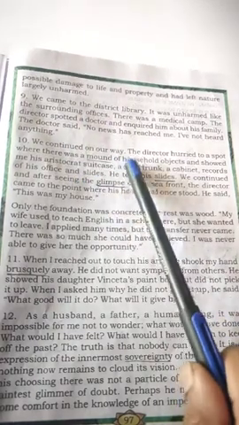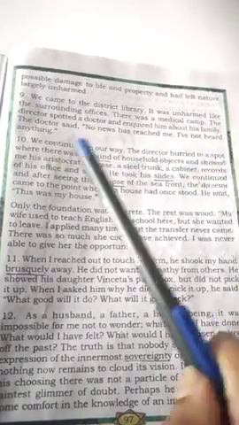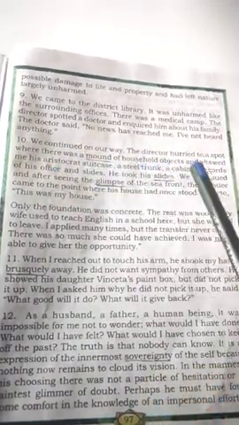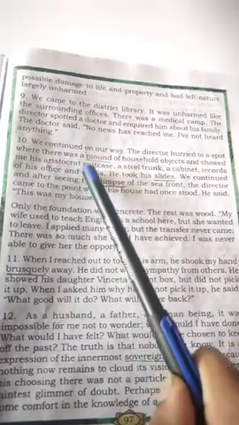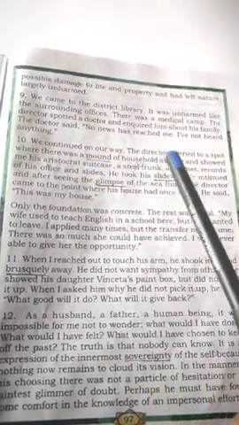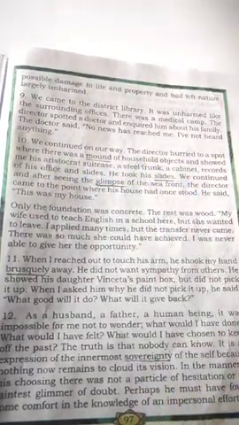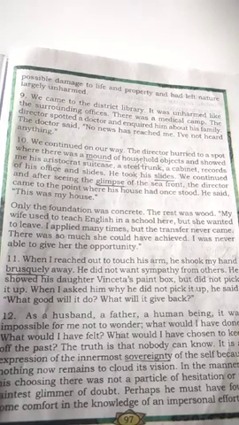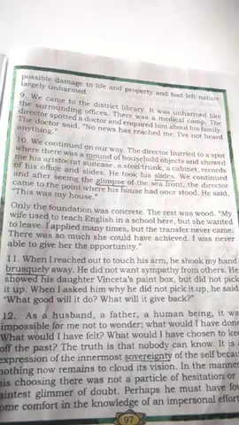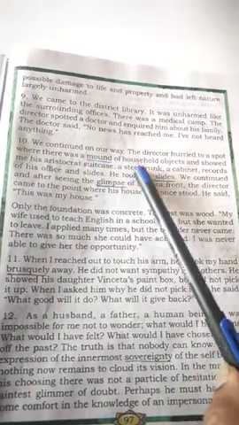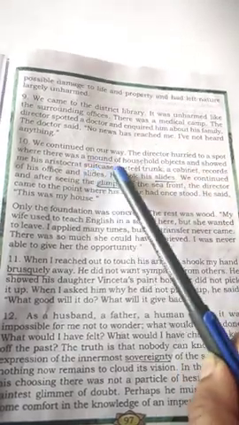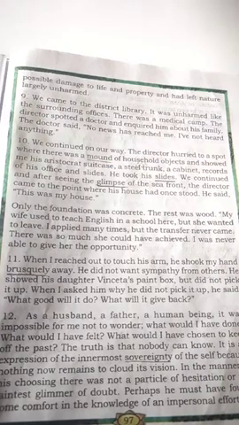We continued on our way. The director hurried to a spot where there was a mound of household objects and showed me his aristocrat suitcase, a steel trunk, a cabinet, records of his office, and slides. So then they kept on walking, and then that director immediately rushed towards one place. So there was a mound of household objects.